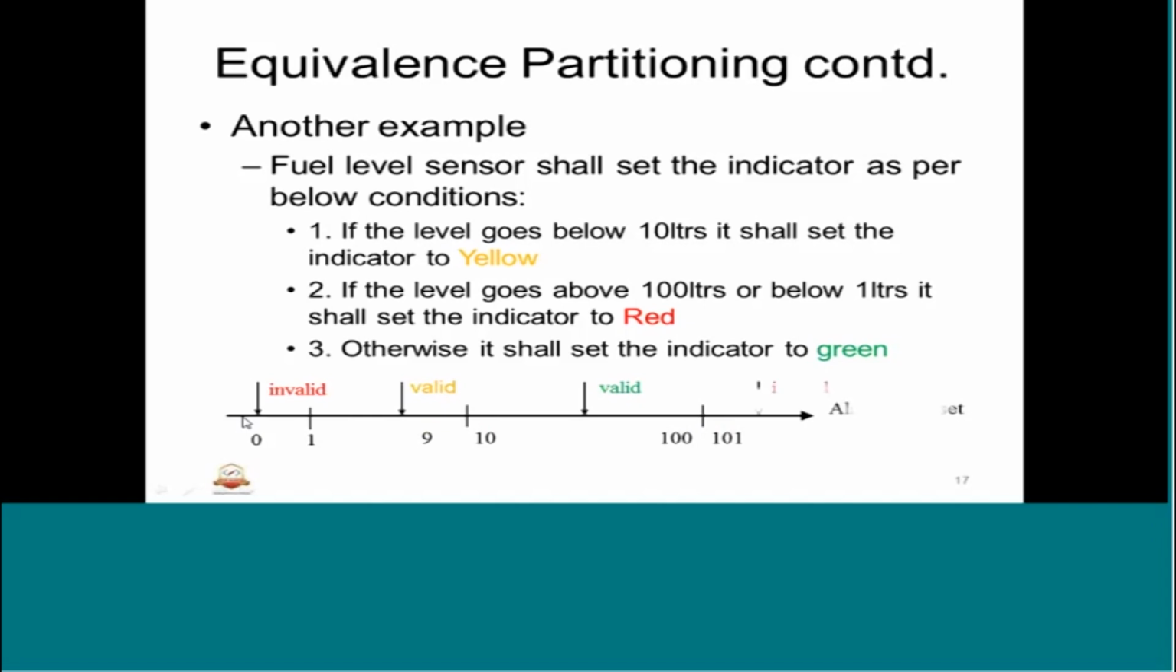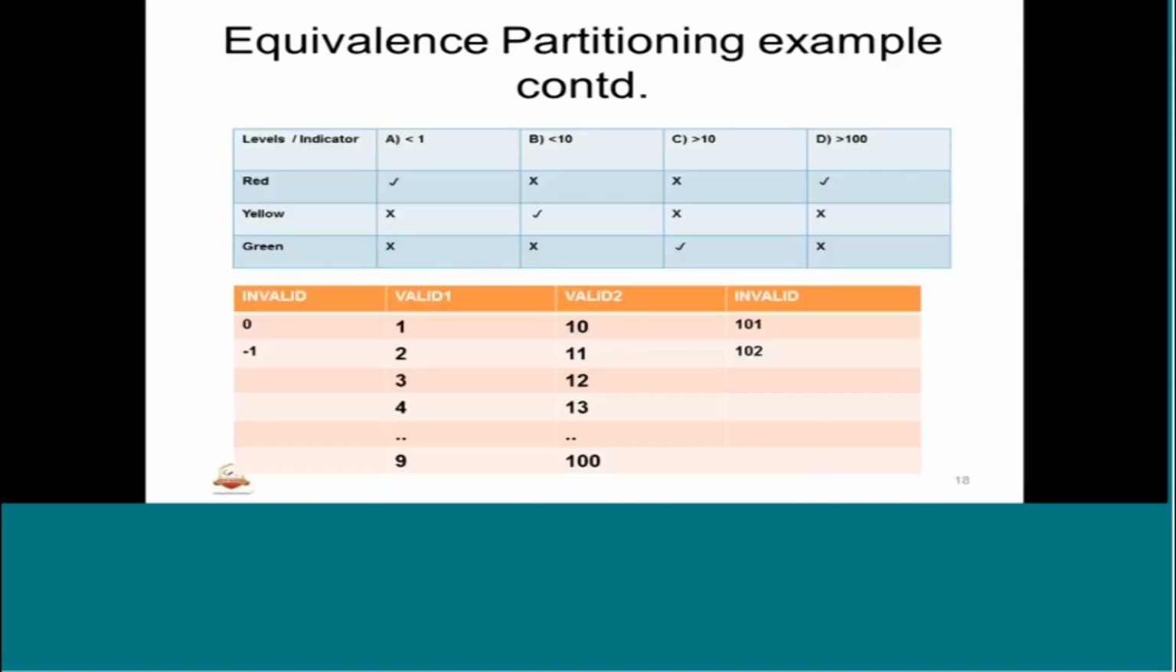Similarly, the last one is we have to set the indicator as red if an invalid input is there. Invalid input could be greater than 100, which is 101 to 10, etc. So that is what is depicted with the help of this example. So this is a table. It is good to have this sort of a truth table.